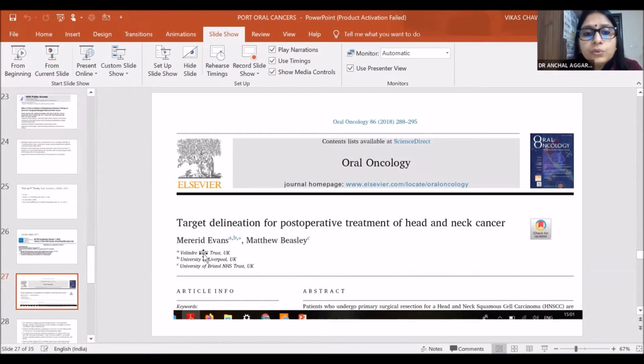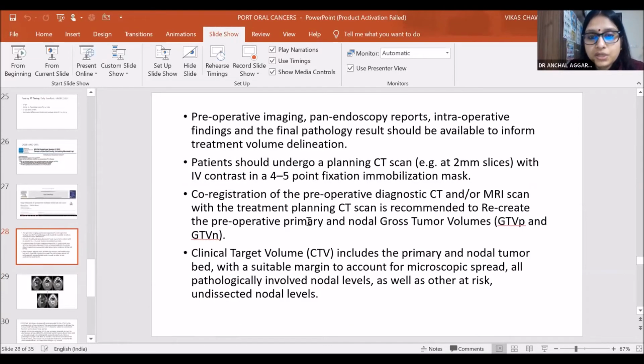So how do we give radiotherapy? What are the guidelines which we follow when we plan a patient for post-operative radiotherapy? So this was a very good paper which was published in 2018, which tells us how we should do the target delineation in these patients.